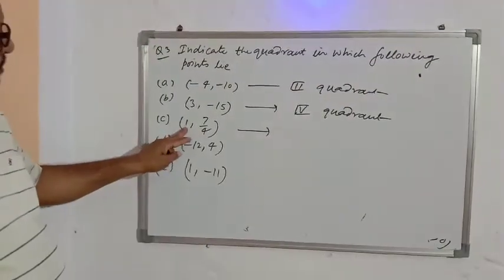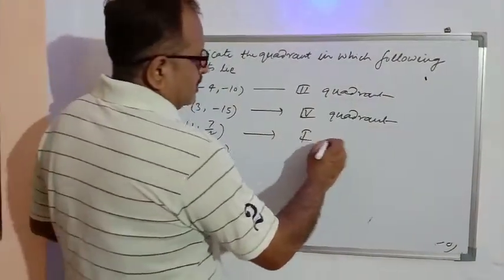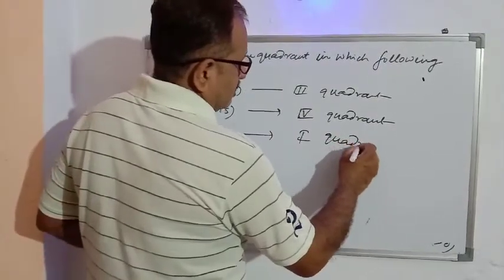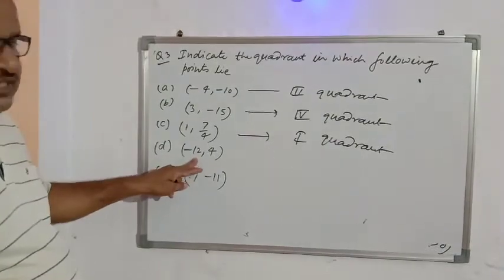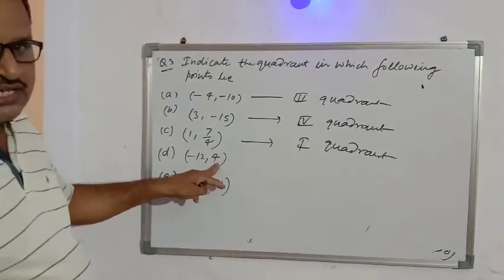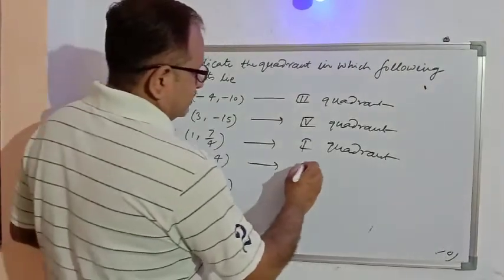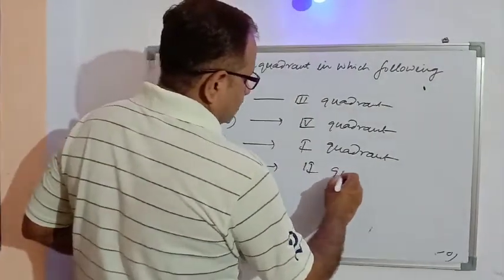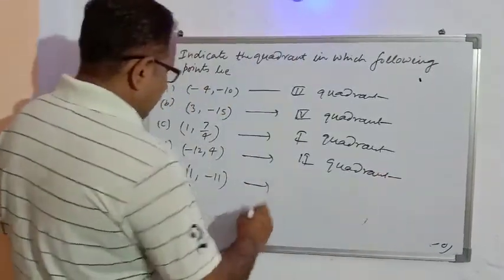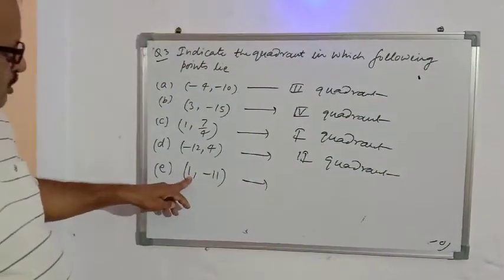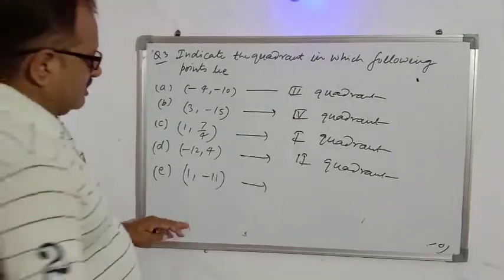See the third one, both components are positive. Both components positive means first quadrant. Next, the first is negative and the second is positive, so it will lie in the second quadrant. And the last one, first positive, second negative, like B. Again it will lie in the fourth quadrant.